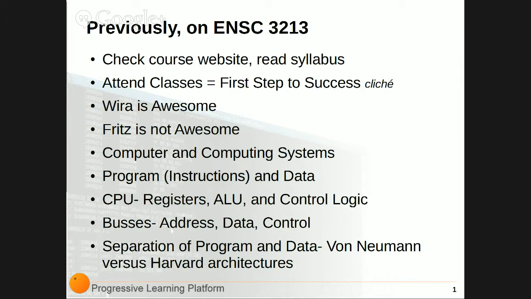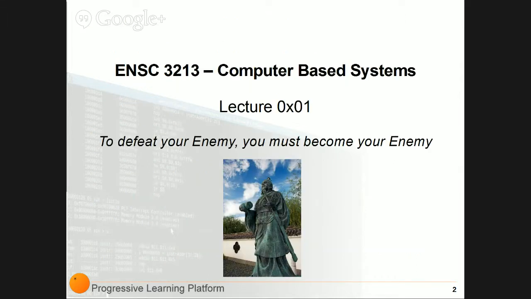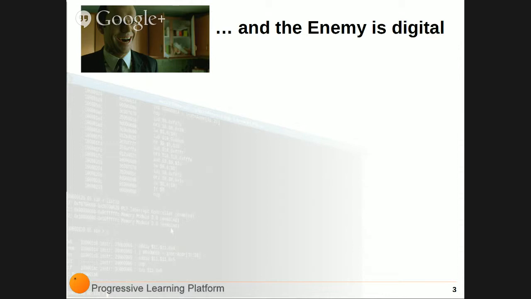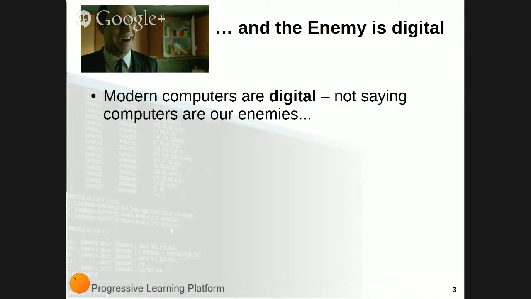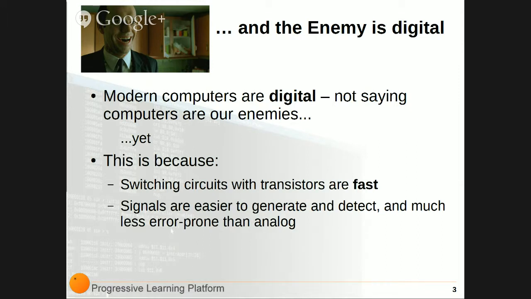So tonight, we'll talk about how computers see data. To know your enemy, you must become your enemy. And what is your enemy? The computer? Yeah, the enemy is digital, right? So we have to understand how digital systems work, at least at a certain level. Modern computers are digital, so we have to be like them. We have to understand how they think to be able to interface and use them effectively. Not saying they're enemies, but why are computers digital?